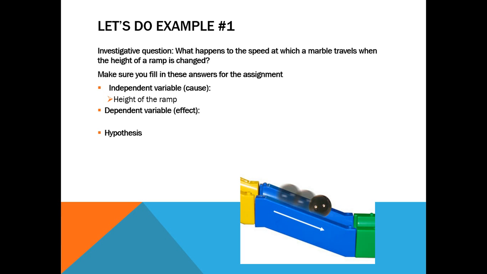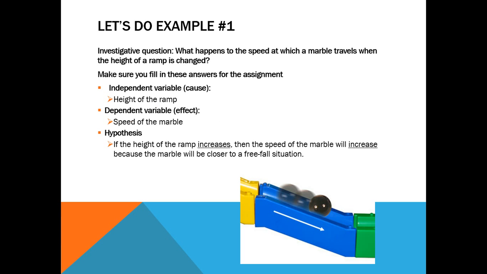What does this height of the ramp affect? Well, it might affect the speed of the marble. So as the investigator changes the height of the ramp, they would then also measure the speed as the marble goes down it. So a hypothesis in the correct format might say this. If the height of the ramp increases, then the speed of the marble will increase because the marble will be closer to a free fall situation.